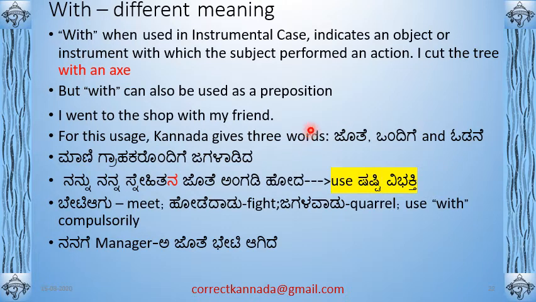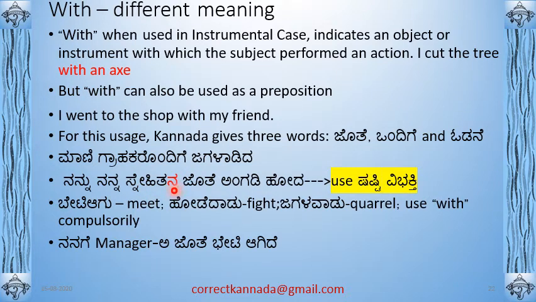So with jote, there are certain rules. You have to use Shashti Vibhakti on the friend. With my friend means snehitana jote, right? So whenever you're using jote, literally it means with. Jote also means together. With and together. Ondige is again a suffix that can be added to the snehita. So you can say snehita nondige. Again, snehitana only you have to take, meaning the Shashti Vibhakti.